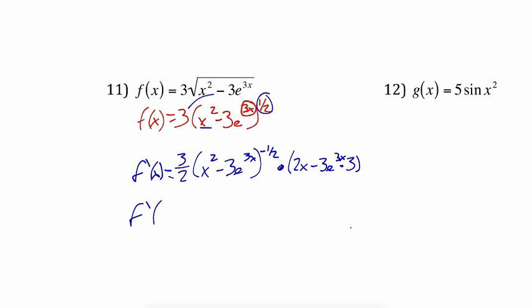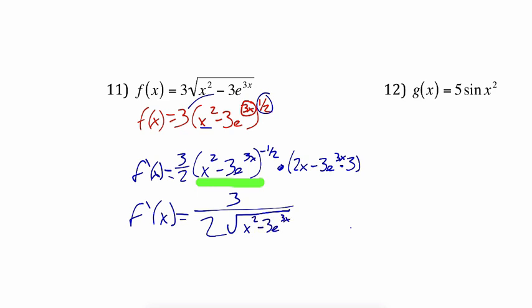So we have f prime of x equals 3 over 2, and let's make it a little nicer looking. Because this group is raised to a negative exponent, we can put it in the denominator with that 2. So it's 3 over 2, and then x squared minus 3e to the 3x to the negative 1/2 goes to the denominator because it's negative, and it's a 1/2 power, which means we take the square root of it. So it's the square root of x squared minus 3e to the 3x.